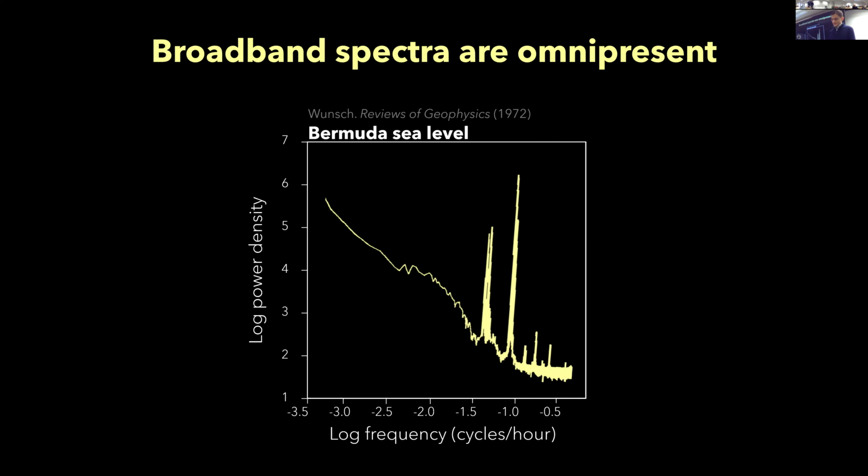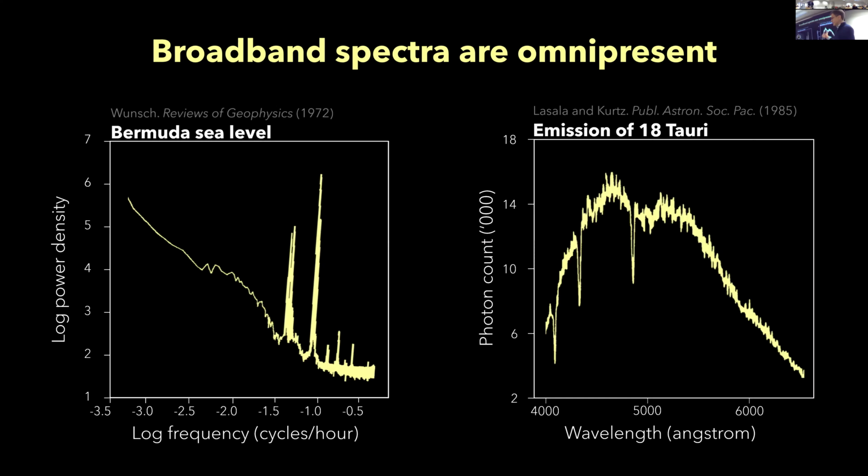On the other hand, here is the power spectrum. Here's the spectrum of the emissions from a star in the Taurus constellation. It also exhibits an overall spectral trend. And there are also these three peaks here. Now, in this case, the trend reflects the colors of light that are emitted by any object in the universe that's at a certain temperature.